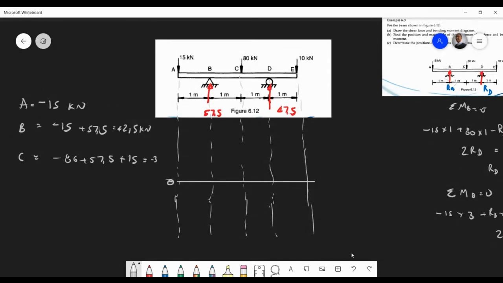Negative, right? 37.5. Yeah, signs are important. And at D, we do exactly the same. So now we have, I'll just start at D, 47.5, going this way, minus 80, plus 57.5, minus 15. What do we get for that? We're nearly getting there. Minus 80, plus 57.5, minus 15. 10, right? I get 10.